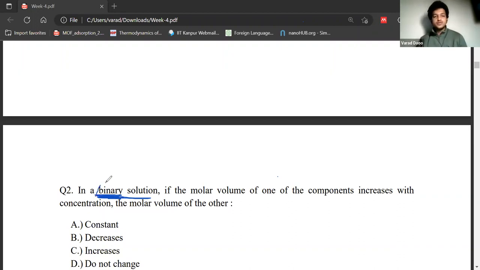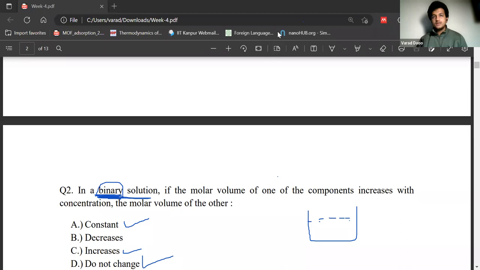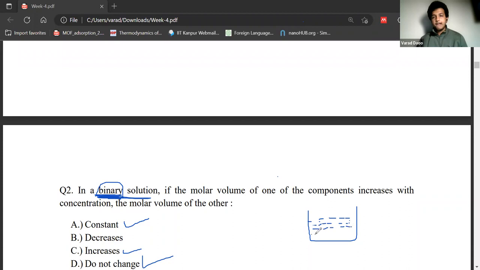So what we have is, in a binary solution, if the molar volume of one of the components increases with concentration, the molar volume of the other decreases, remains constant, increases, or does not change. Let us understand the question. We have a binary solution. Here is a mixture. This has components A and B, A plus B, and molar volume.